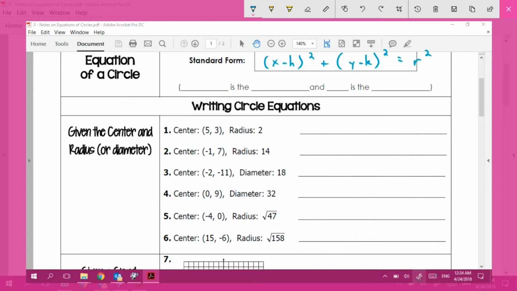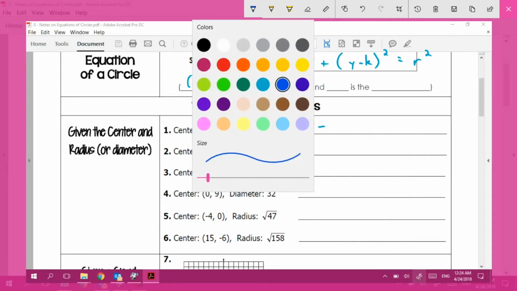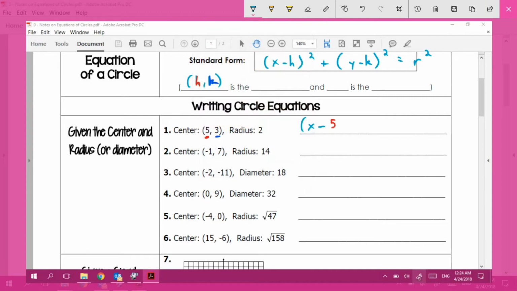So right here they give us the center is (5, 3). Remember, the center is always (h, k). So if we have 5 right here and 3 over here, what would my formula say? It would be parentheses x minus, look at this, h, it's right here, and k is the second number. So we've got x minus 5, close parentheses squared, plus y minus, what's the other number? 3, close parentheses squared equals, and what's my radius? Look, they told me my radius right here. It is 2, so it equals 2 squared, which is 4. So I don't need to write 2 squared. I can just write 4. There we go, and that's your equation for this circle.